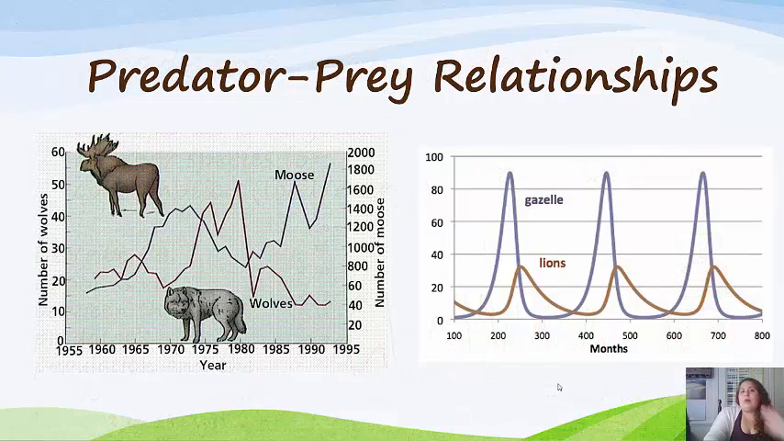So when we're looking at predator-prey graphs, they don't always look pretty like the graph on the right. It's not necessarily as one goes up, the other goes up, and vice versa. It often looks more like this graph on the left with the moose and the wolves. It's going to be jagged. There's going to be a lot of crashing, a lot of growth, a lot of exponential growth, then crashing. It's going to be in a constant state of flux.